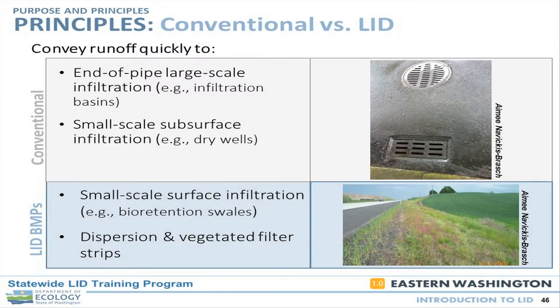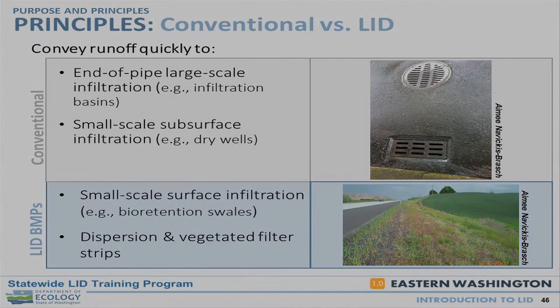and vegetated filter strips. Another way of looking at this, in the Eastern Washington Technical Guidance Manual, they compare conventional as hard engineering and LID as soft engineering. And the difference there: with soft engineering, you're slowing the flow, you're spreading it out, and you're soaking it in. For hard engineering, you're draining it, you're directing it, and you're dispatching it. So that's really the difference between the two practices.